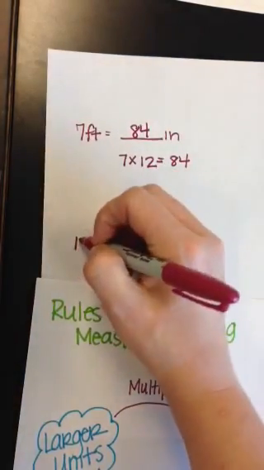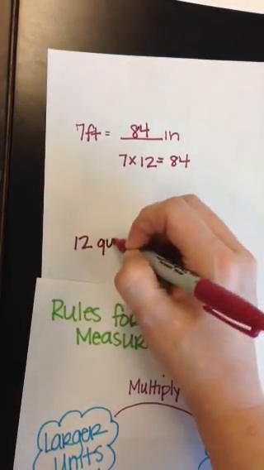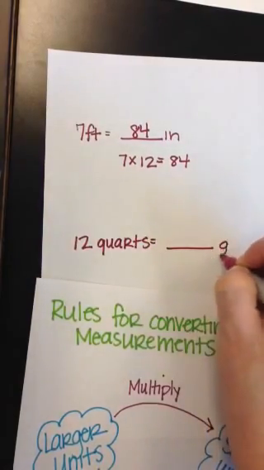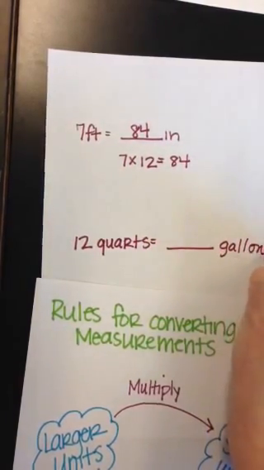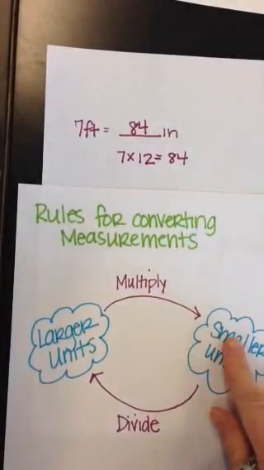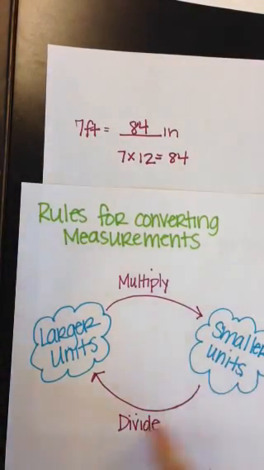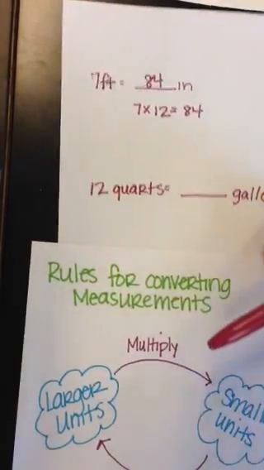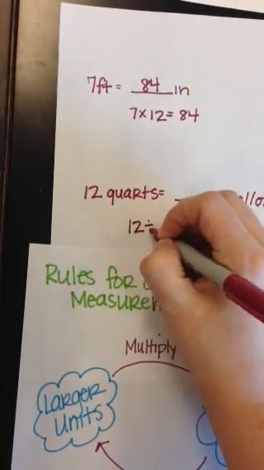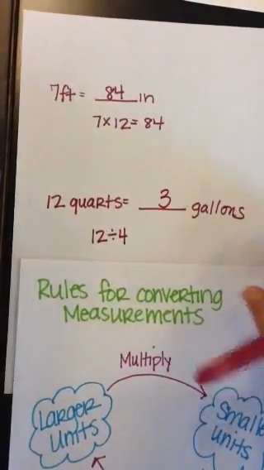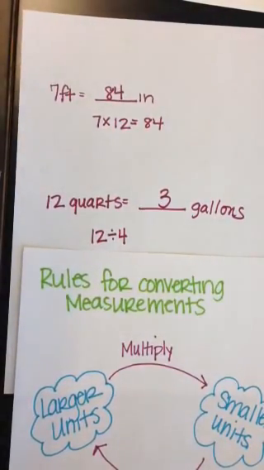If I have 12 quarts and I want to know how many gallons that is, this time we have a smaller unit that we want to move to a bigger unit, and therefore we would need to divide. So because there are 4 quarts in a gallon, I'm going to do 12 divided by 4, showing you that there are 3 gallons. 12 quarts is the same as 3 gallons.